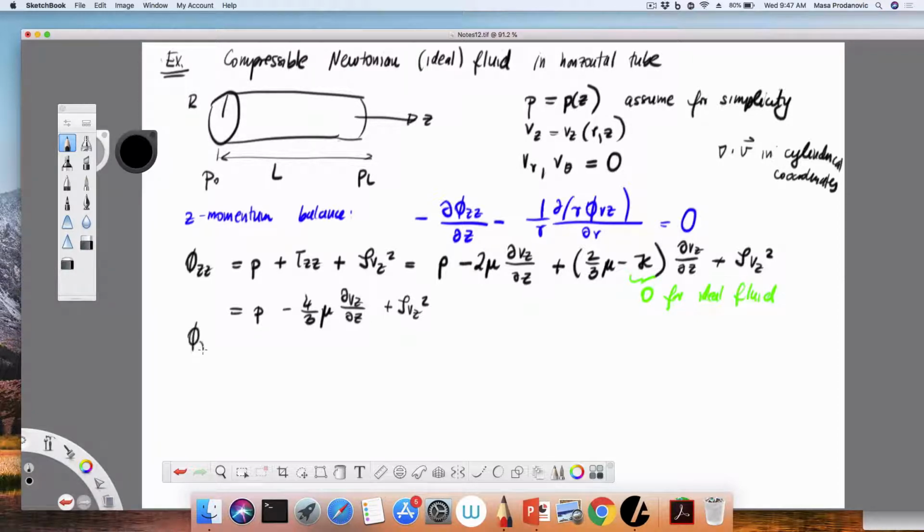And my phi rz is, do I have pressure? No. Tau rz. And that is minus mu. Again, look it up in cylindrical coordinates, what tau rz is. I have dVz/dr plus dVr/dz, but Vr is still 0, so it still simplifies to dVz/dr, which is what we expect.